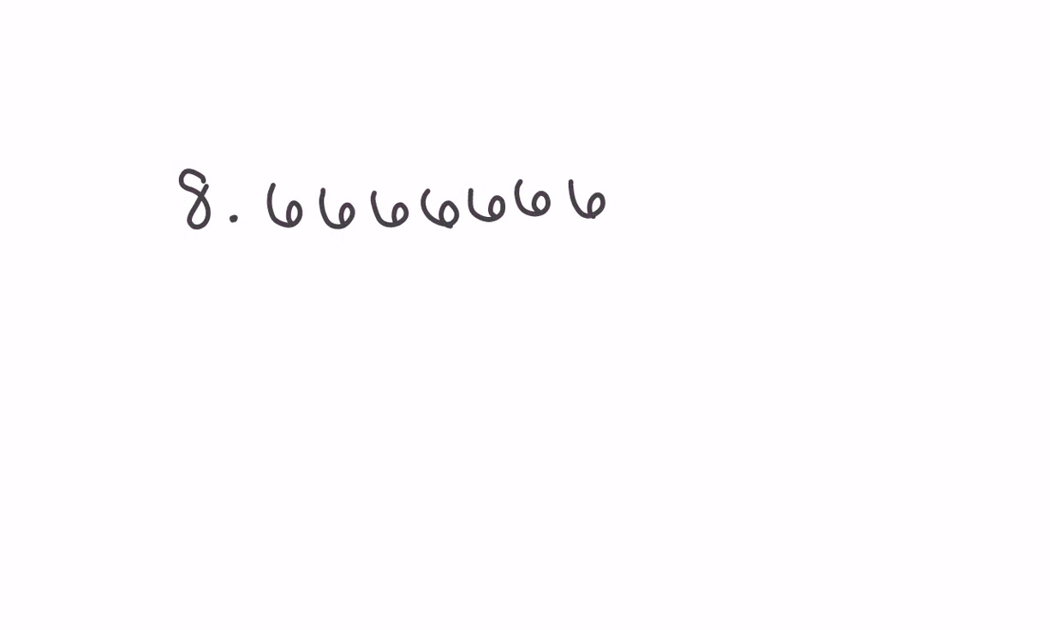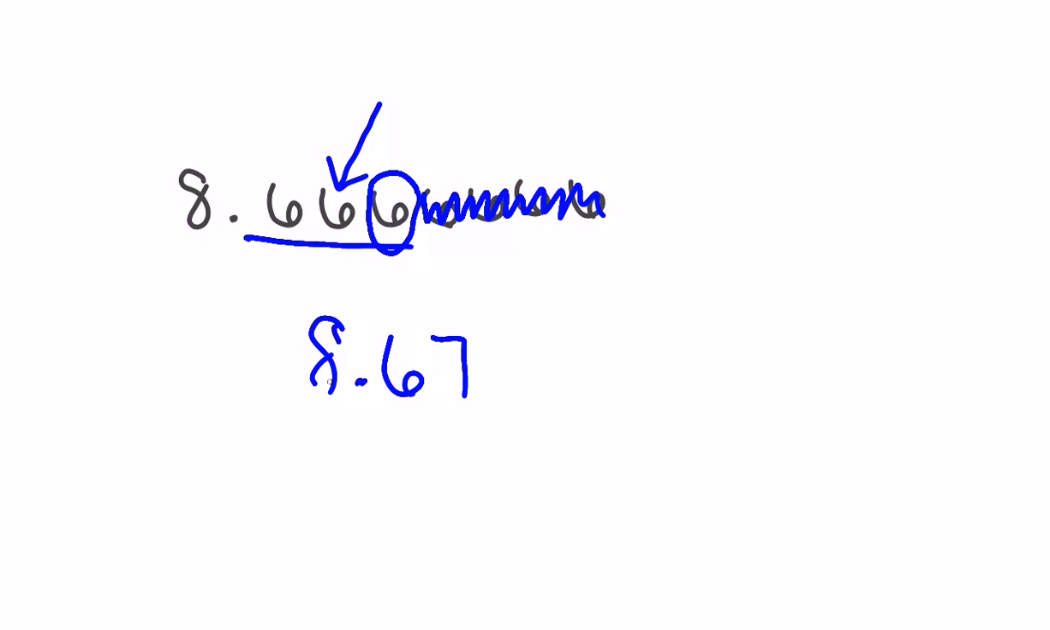What about repeating decimals? They still work the same way. We throw away the garbage. We check out the last digit. It's big, so that means the second digit will go up. 8.67 should be your rounded answer.